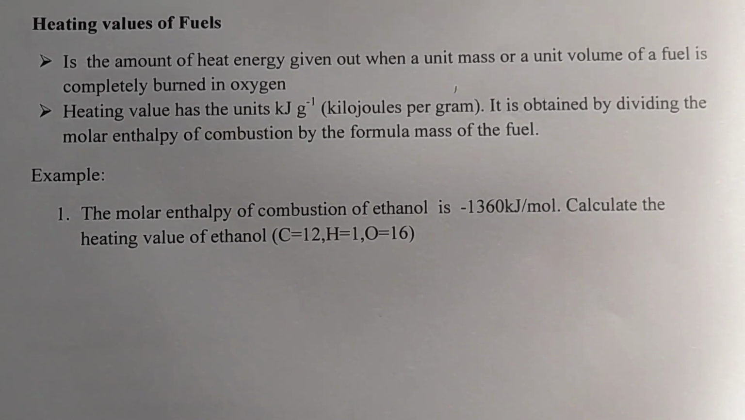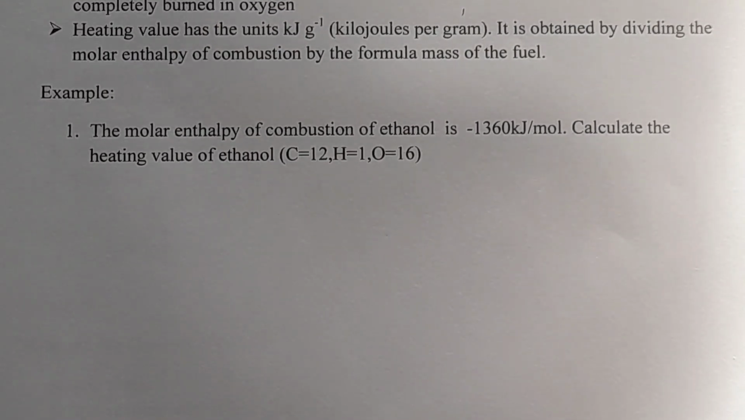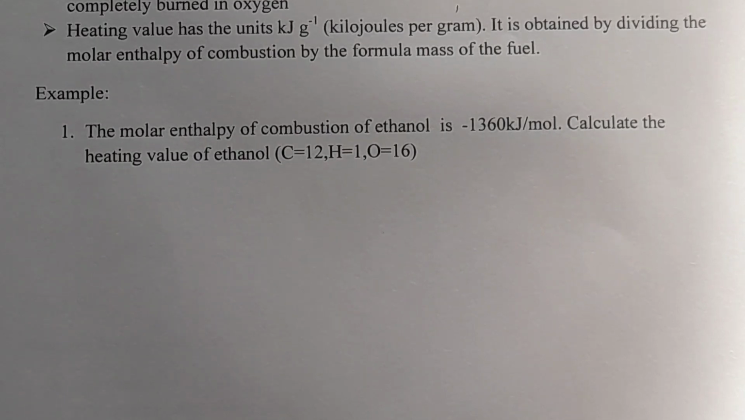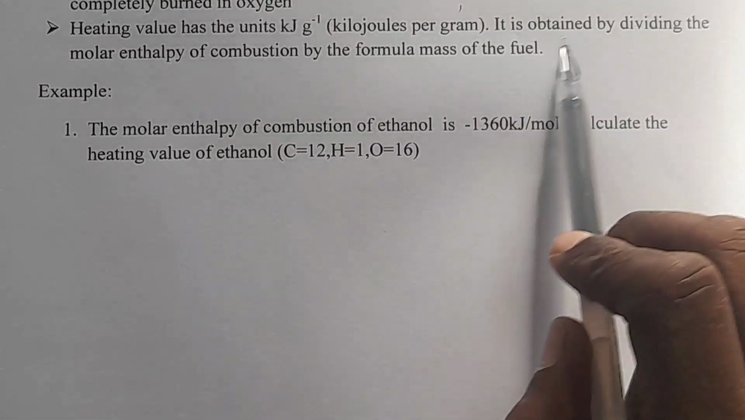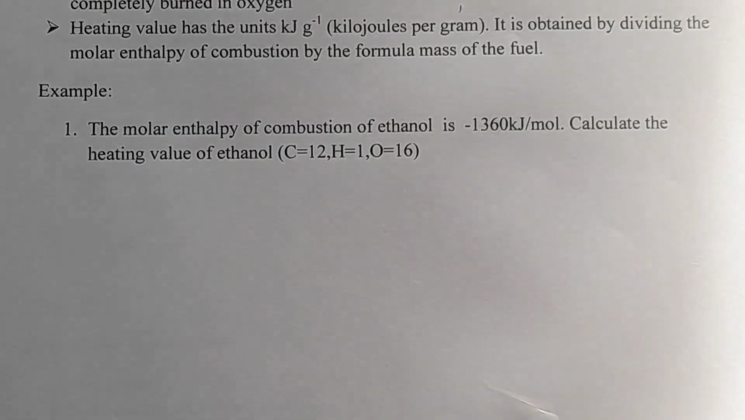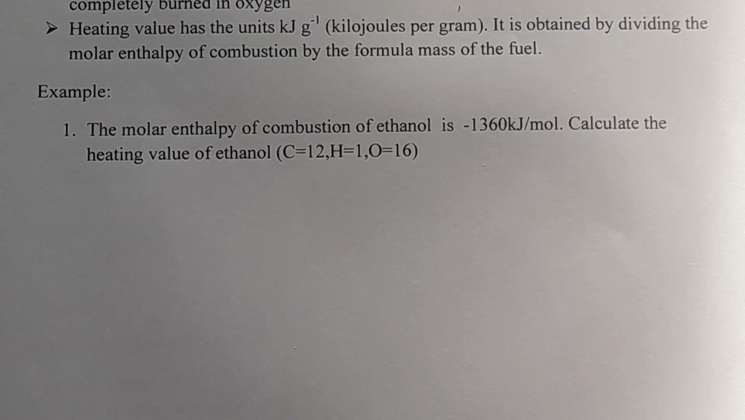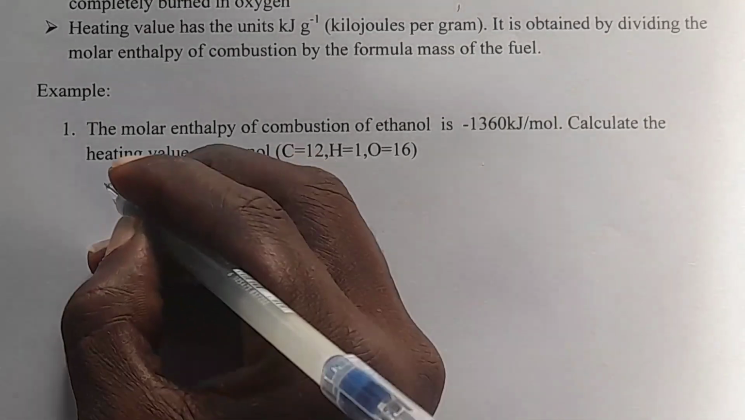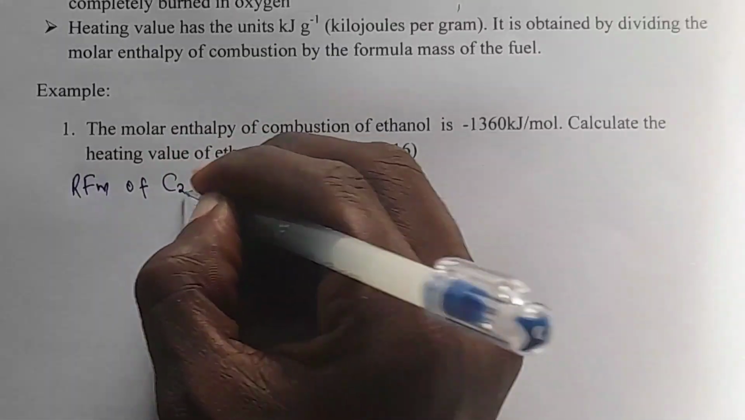So example, the first question: we are told the molar enthalpy of combustion of ethanol is negative 1360 kilojoules per mole. Calculate the heating value of ethanol. So we have seen the formula. It is obtained by dividing the molar enthalpy of combustion by the relative formula mass of the fuel. So in our case, the fuel is ethanol. So what is the RFM of ethanol? That's where we are going to start.